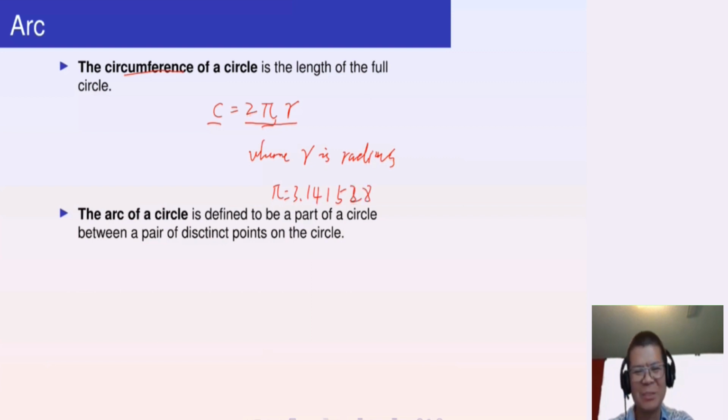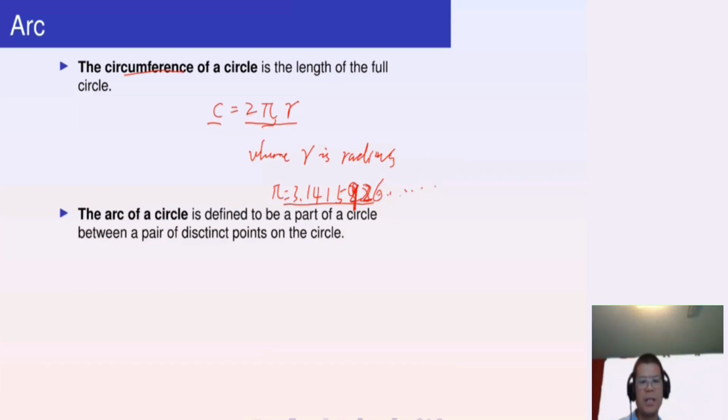Something like this, right? It's an irrational number. 3.1415926..., something like this.